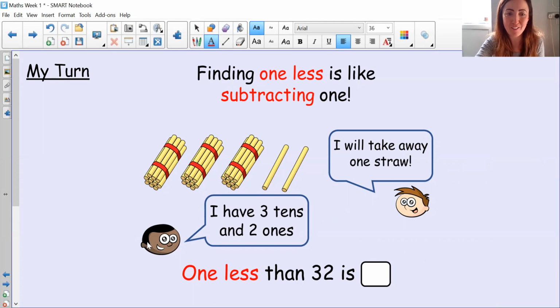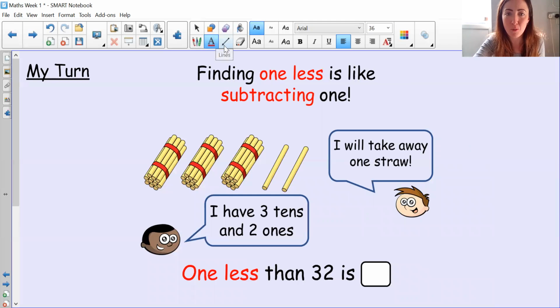So again, our friend here says, I have 3 10s and 2 1s, which we know from before, that's 32. We can count and check, 10, 20, 30, 31, 32. We've got 32 again. Now his friend is coming along. He's not being very nice actually, because he's saying, I will take away 1 straw. Could at least ask politely. So he's going to take 1 away. So that means he's finding 1 less.